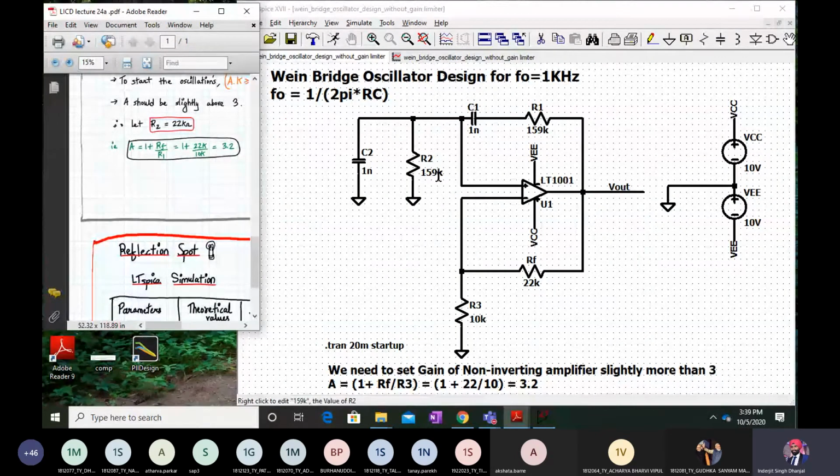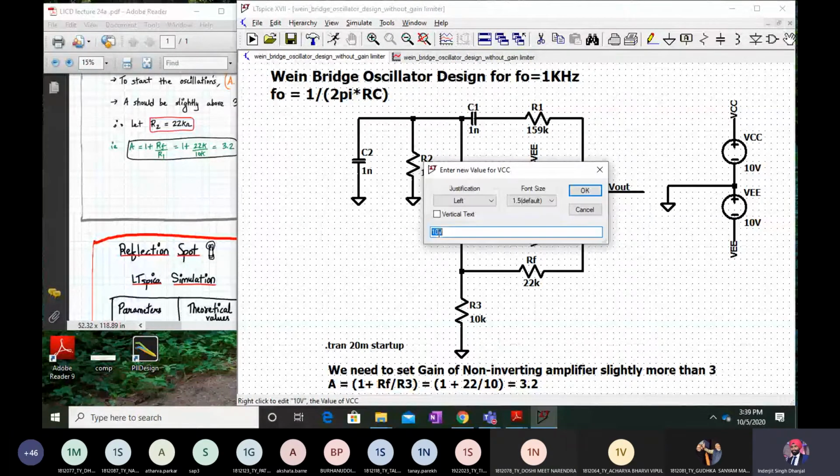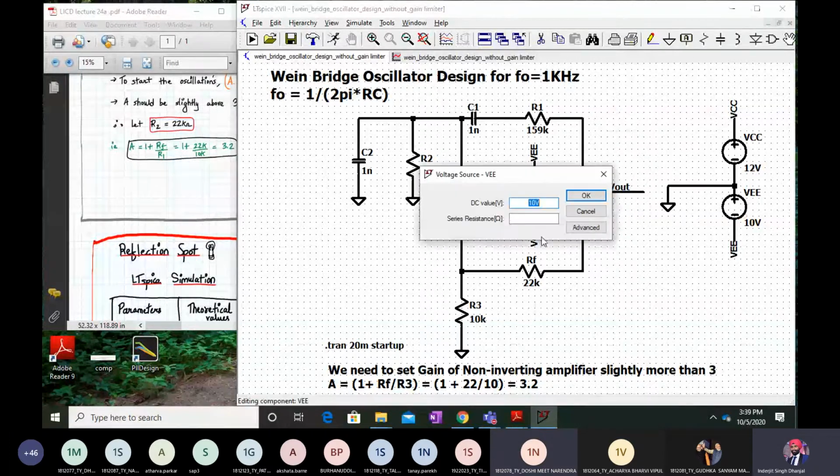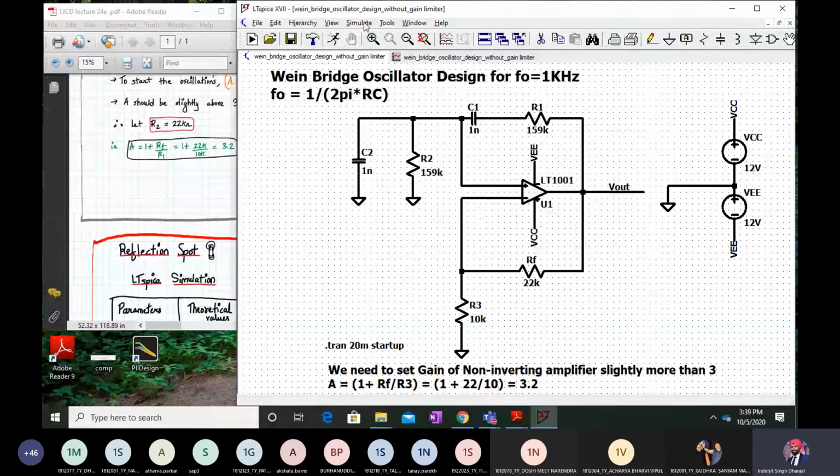Okay, Sir, can you change the supply voltage? Okay, I'll change it to 12. What do you want? 12, it's okay. I'll put 12 volts, and then I'll simulate it again.